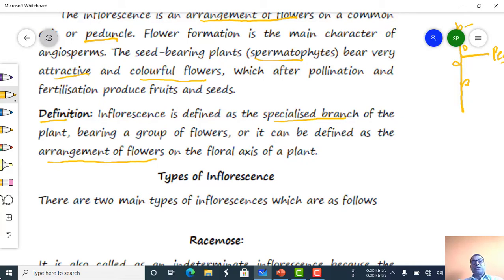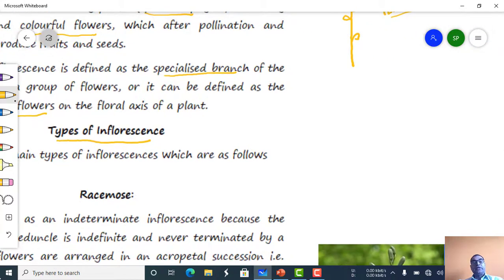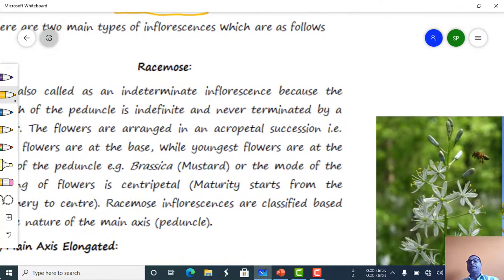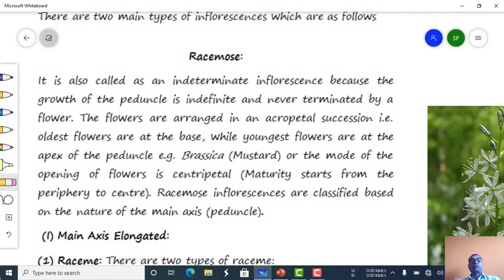Okay, just see types of the inflorescence. There are two main types of inflorescence. One is racemose inflorescence and another one is cymose inflorescence. Okay, racemose and cymose are two types of the inflorescence. Just see about the racemose type of inflorescence.